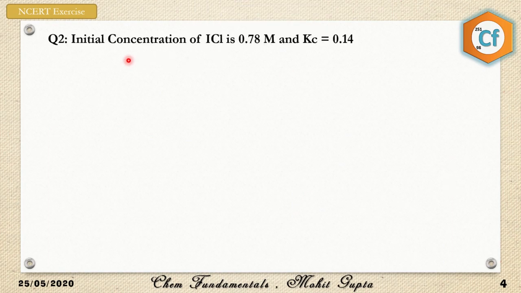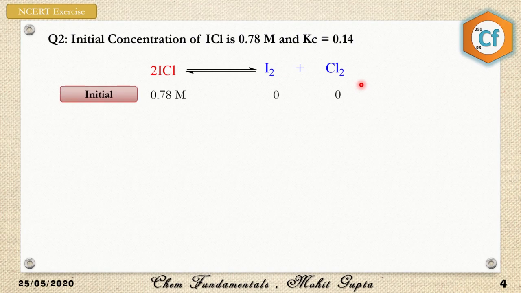So let's take one more example. The initial concentration of ICl is 0.78 molar and Kc is given as 0.14, and we have to find the equilibrium concentrations of the reactant and products. The equation is 2 ICl in equilibrium with I2 plus Cl2. So the initial concentration of ICl is already given, 0.78 molar, and the concentration of the products is 0 because the reaction hasn't started yet.